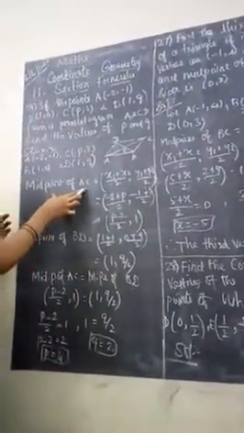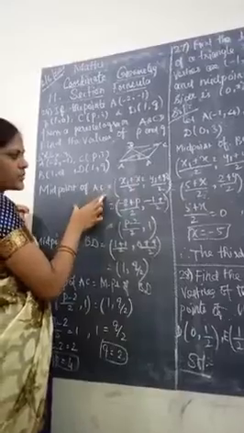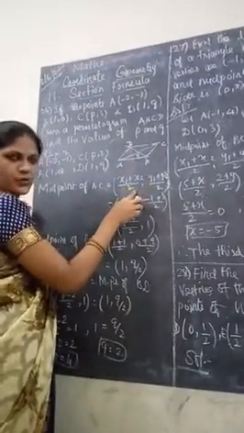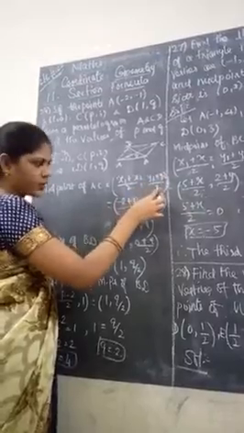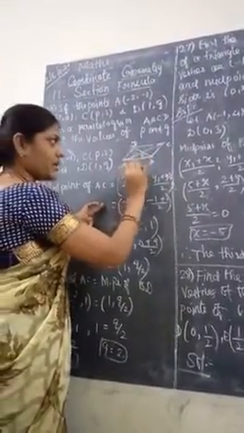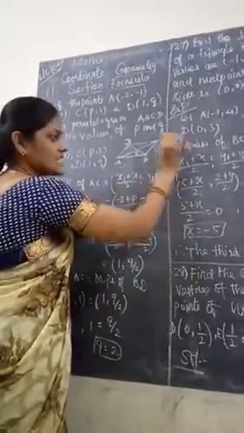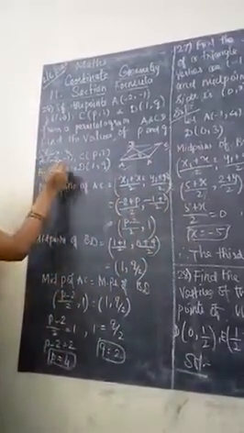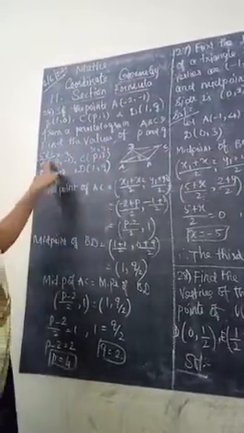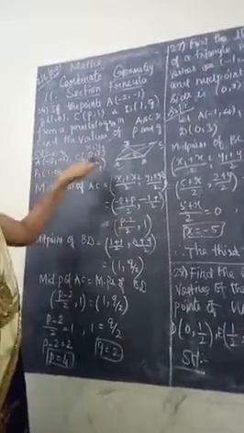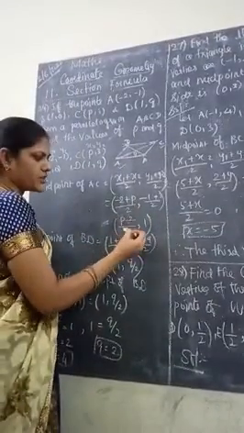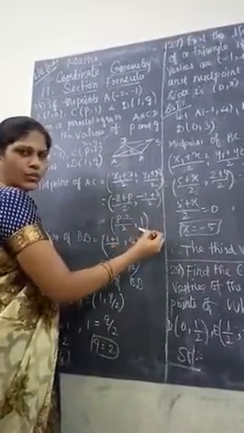First, the midpoint of AC. What is the midpoint formula? (x1 plus x2) by 2, (y1 plus y2) by 2. For the midpoint of AC, take A as x1, y1 and C as x2, y2. So (minus 2 plus P) by 2, (minus 1 plus 3) by 2. Here we can't simplify the first part. So (P minus 2) by 2, and 2 by 2 is 1.